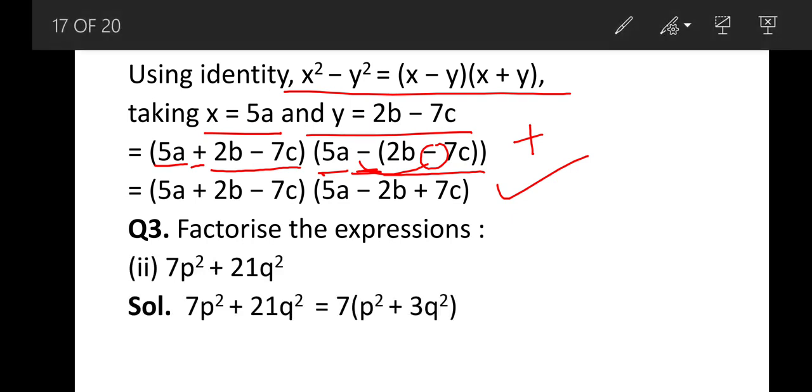Now I am directly writing the answers. By the time, you are supposed to do a lot of practice to write down the answers in this manner. So what I have done, 7p square plus 21q square, out of 7, what is the common factor of 7 and 21? 7. Can I take any variable common out of p square? Here it is p square, here it is q square. No, I cannot take anything common. So 7 was the common factor of 7 and 21. So it is written outside the bracket. In the bracket, what is left for first term? P square. What is left for second term? 7 into 3 will give you 21. So 3q square. So this will be your answer for the second part.